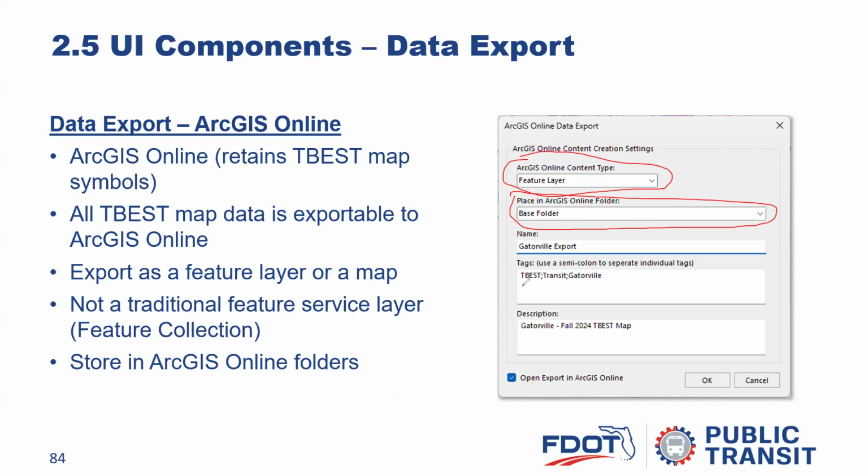It will automatically populate the tags and a description. Every time you pop up a map, it will give you some tags and descriptions relative to it. You can edit those. And then basically what you need to do is give it a name. Whatever the export name is, you give it to it. The option here is to open export in ArcGIS Online. So whenever you click OK, it will create the feature layer in ArcGIS Online and then open it in a browser so you can view it.